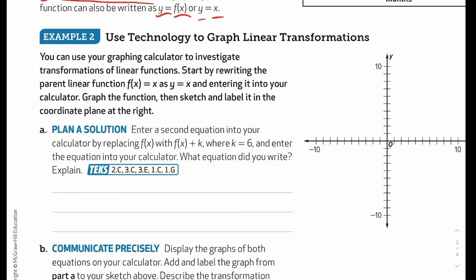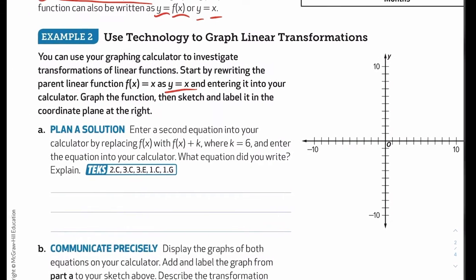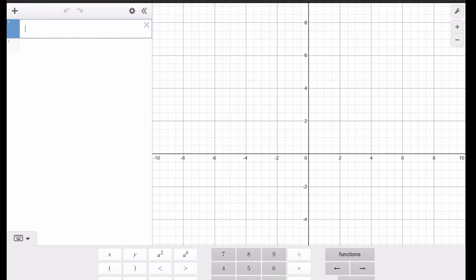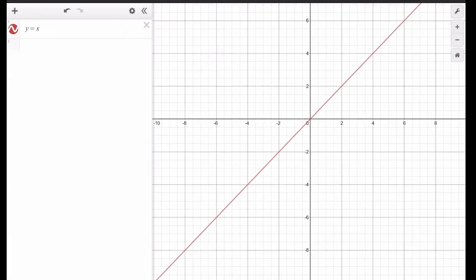Start by writing your parent function as y equals x. So in Desmos, type y equals x. If you're on a keyboard, you can just use your regular keyboard, and you can see that it already made the graph here.